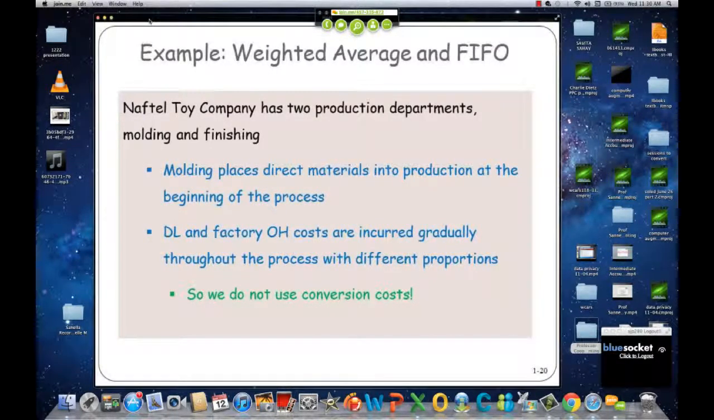Okay, so Naftel Toy Company has two production departments, molding and finishing. Molding places direct materials into production at the beginning of every process, so it'll be 100% complete at the very beginning of the process. And direct labor and overhead are incurred throughout the process with different proportions. So in this case we will not think about conversion costs. Since the percentages are different, direct labor and overhead will be different.